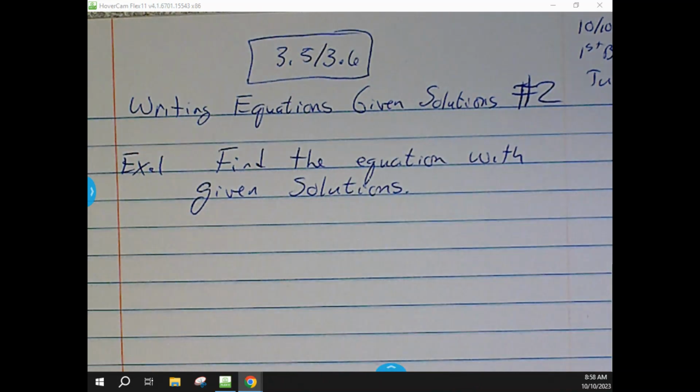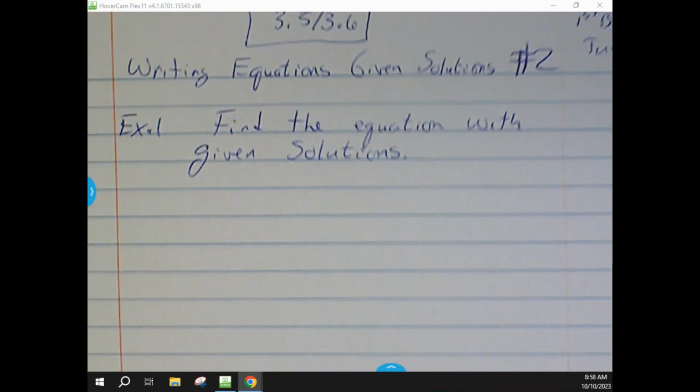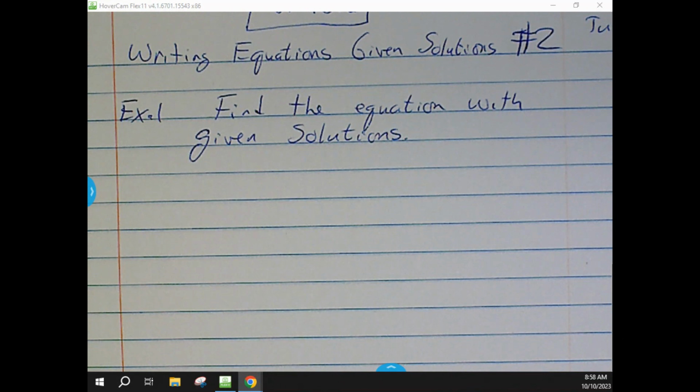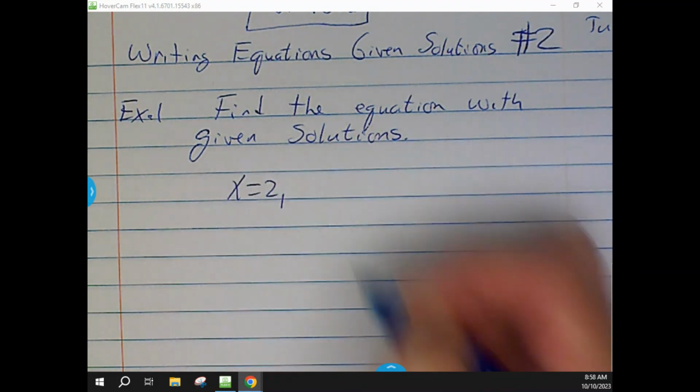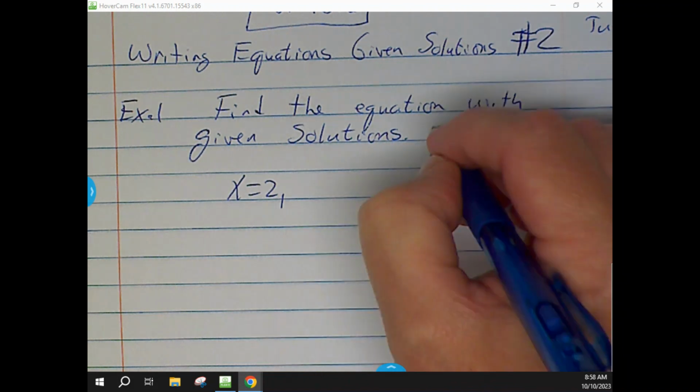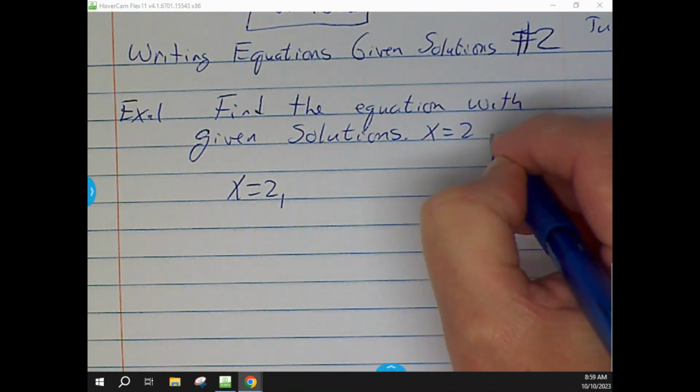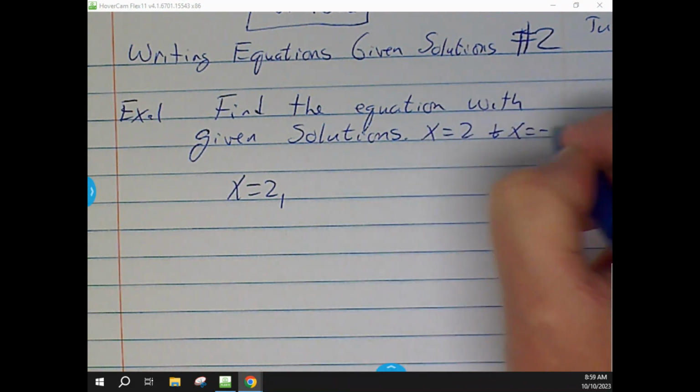Okay, so this is basically like Jeopardy math. This time you've got the answers. You've got to tell me what the question was. So probably what they'll do is they'll tell you, all right, the very first thing is we're going to have two solutions. We're going to have x equals 2 and x equals -5.